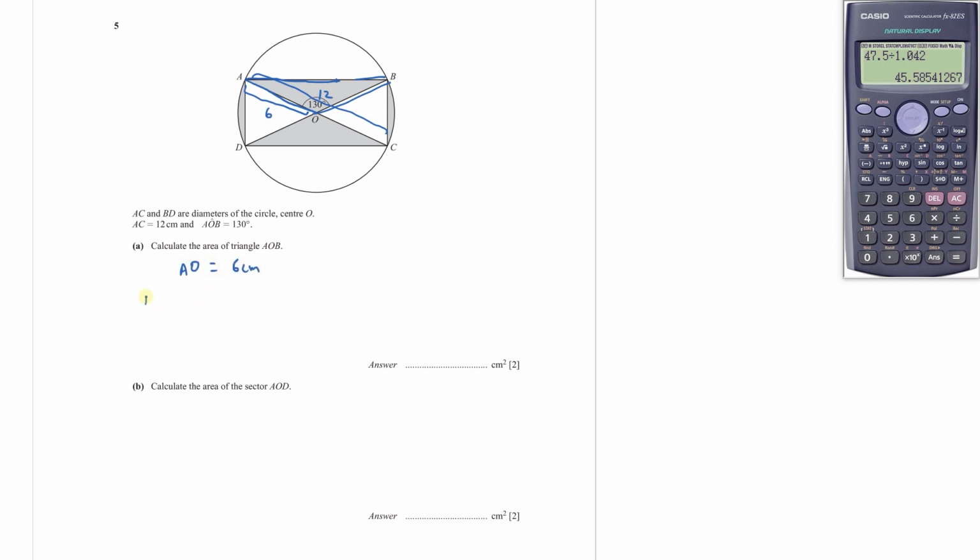To calculate the area of triangle AOB, it will be 1 by 2. AO is the radius, and BO is also the radius, so this length here is 6 as well. I can use the formula 1 by 2 into AO into OB into the sine of the angle between these two sides. So 1 by 2 into 6 into 6 into sine of 130. Sine 130 multiplied by 6 and then divided by 2. So this is 13.8.